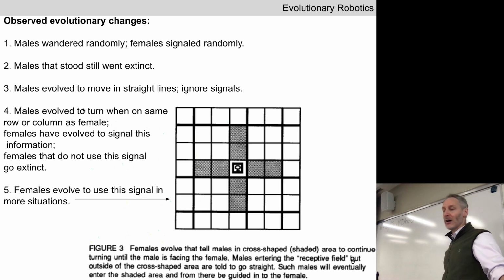However, after a significant period of time, the evolution of communication started to occur. Males started to evolve to turn when they were on the same row or column as the female. So here's our female sitting down here, and they've shaded in same row, same column for the female.